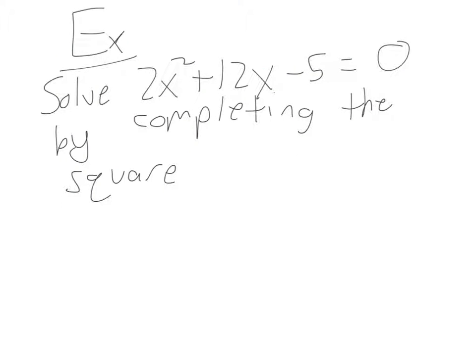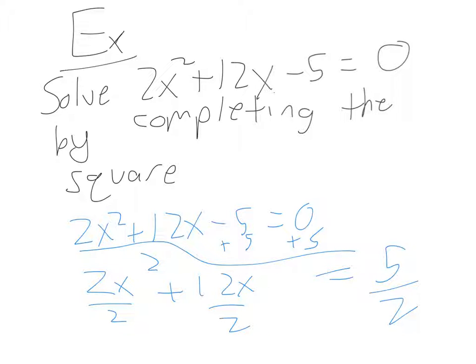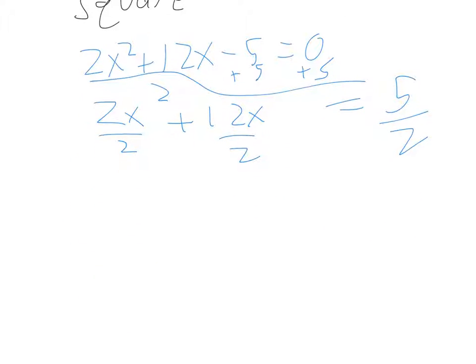Alright, here's an example. Solve 2x squared plus 12x minus 5 is equal to 0 by completing the square. Now we can start by doing it the same. Add 5 to both sides. So that would give us 2x squared plus 12x is equal to 5. Now the thing that's different about this problem is that we have the term in front of x squared. Before we can do completing the square, I'd recommend just divide everything by 2 so we can get the number in front of x squared equal to 1. That's what I'm trying to say.